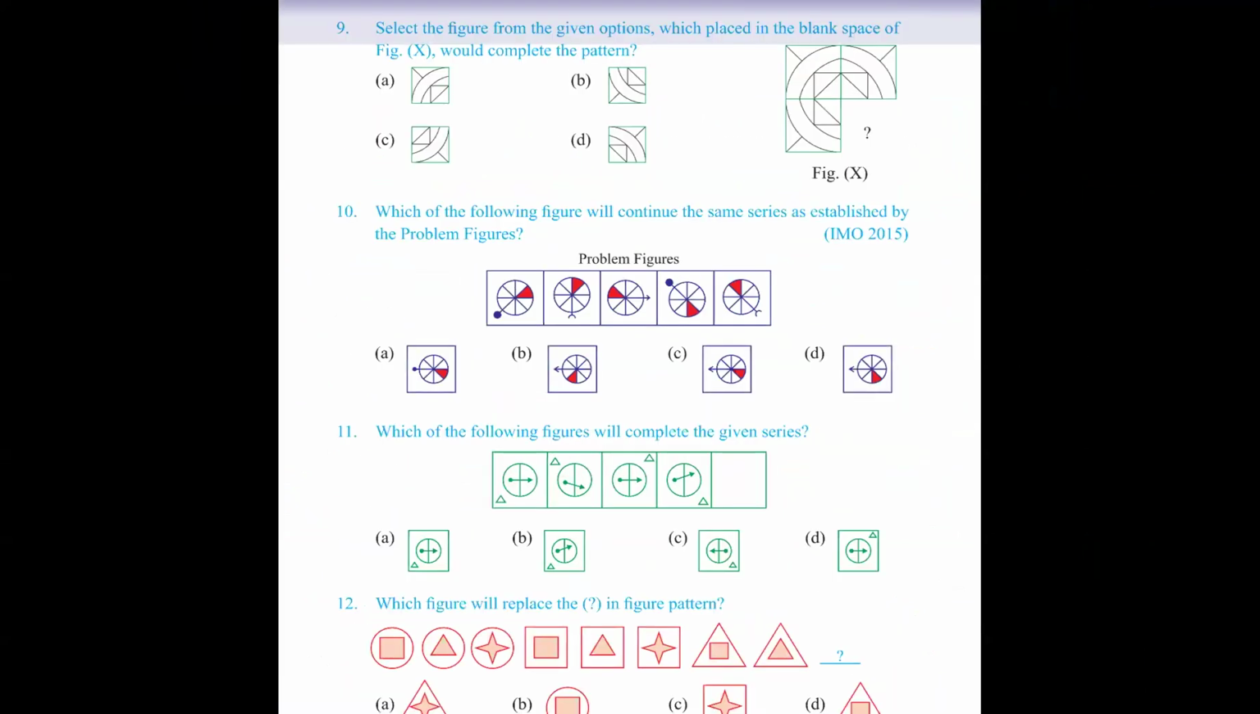Will you be able to do the questions now by yourself? Yes, ma'am. Okay, good. Now I'll be sharing with you some questions mixed on all the three types of patterns that we have done.